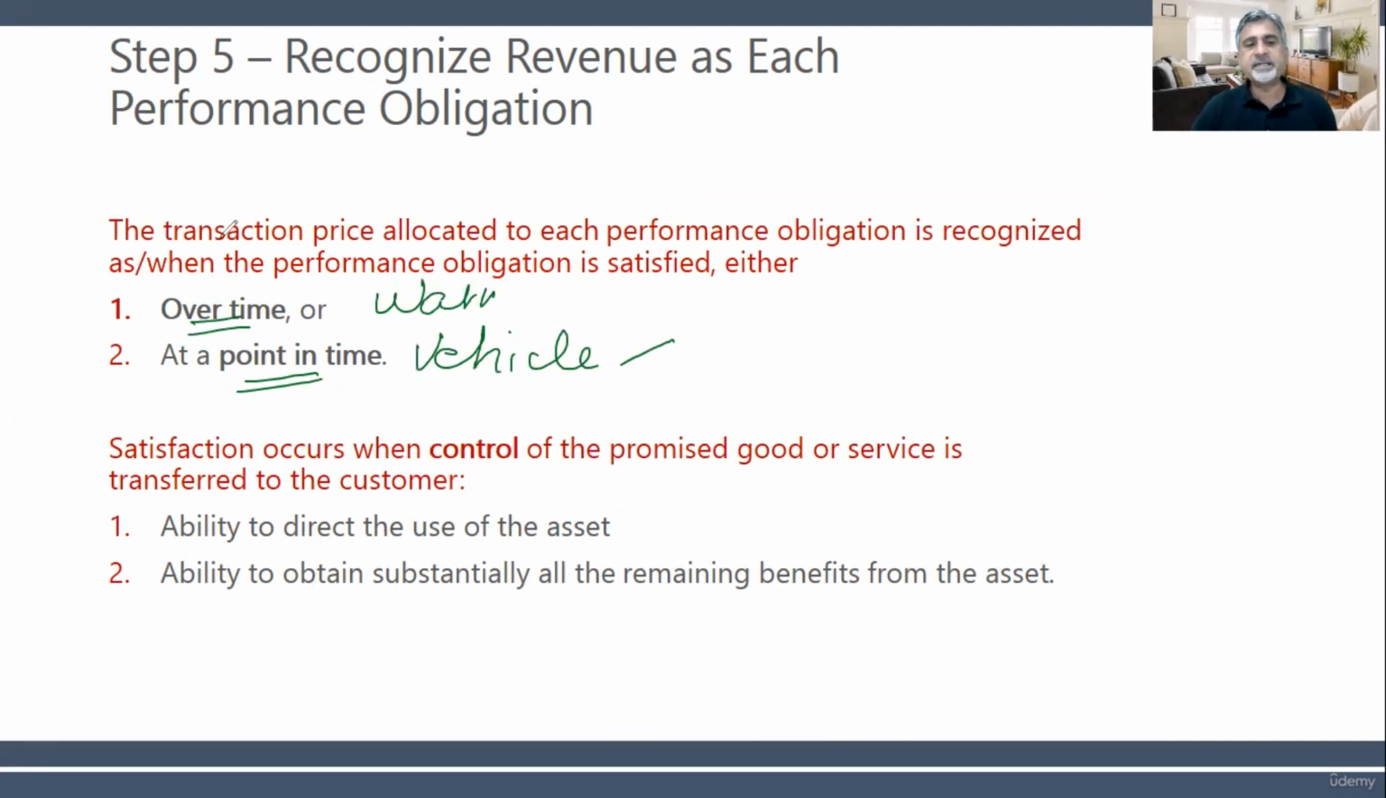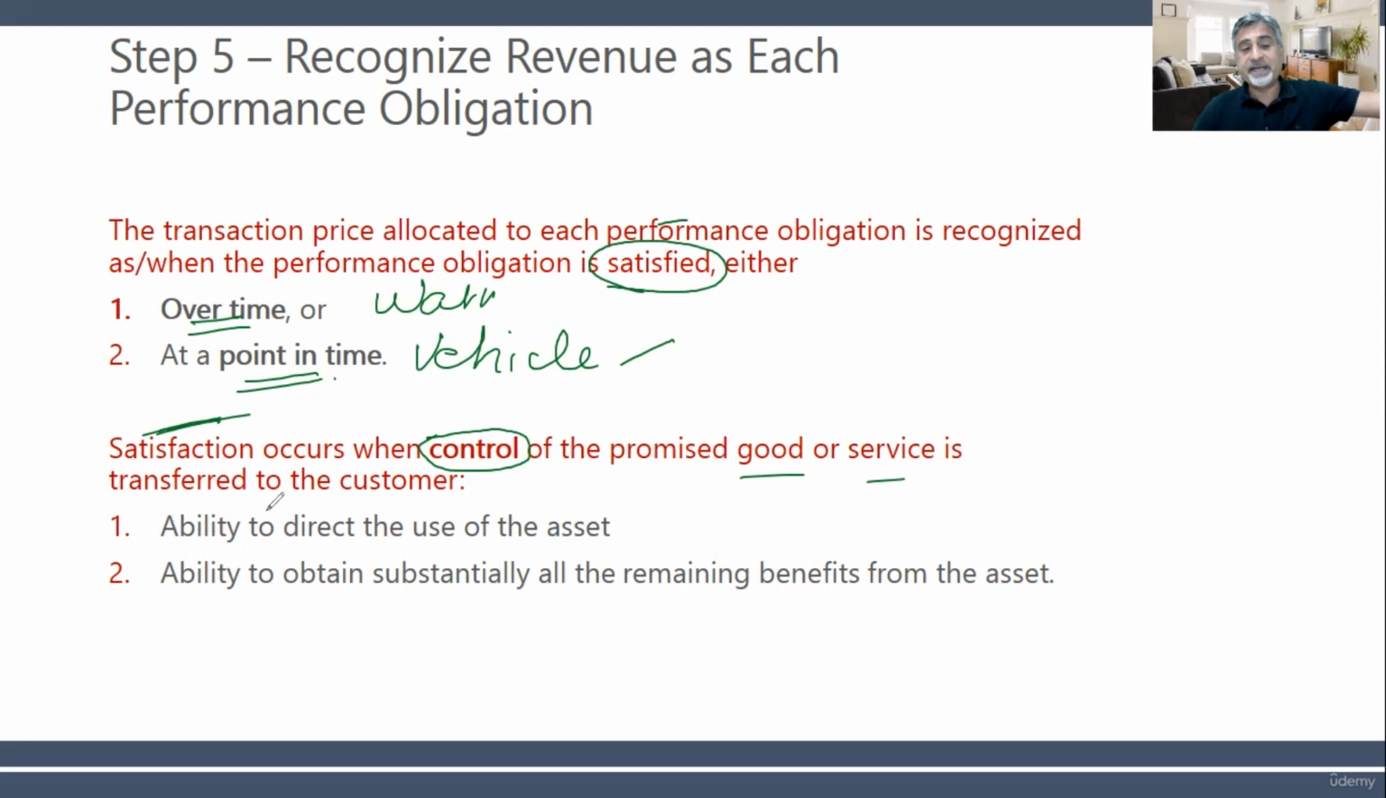It says that the transaction price allocated to each performance obligation is recognized when the performance obligation is satisfied. Performance obligation is satisfied either over a period of time or over a point in time. And satisfaction means what? Satisfaction occurs when control of the promised good or service is transferred to the consumer. When I give you the keys, when I give you the car, it means that I've given you the control and satisfaction is done.